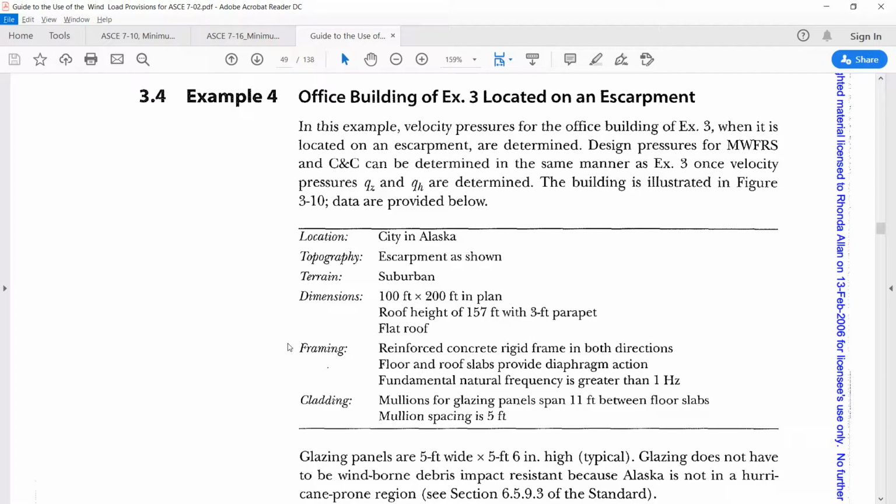In this video I am going to use example 4 of the same book, that is the guide to the use of wind load provision of ASC 702. Although I am going to take this example, I shall not be using ASC 702, rather I shall be using ASC 716 to define the wind load on this structure. So let's see what the problem is and how it is defined over here.